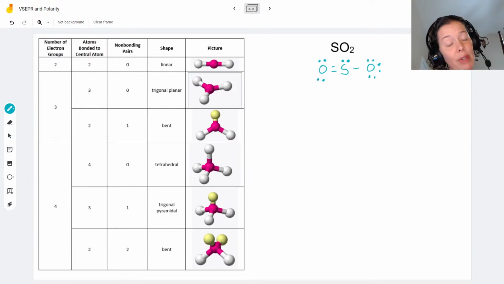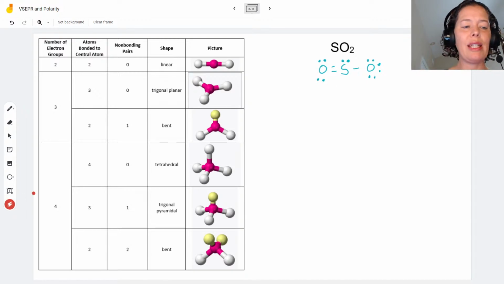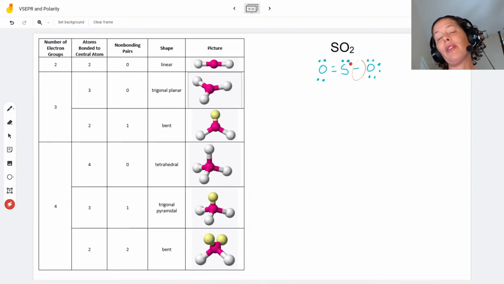Now, if you saw the live stream from last week, you'll know that this structure does have a resonance structure. In this case, I chose to put the double bond on the left and the single bond on the right, but those could be flip-flopped. However, in terms of predicting molecular geometry, it does not matter which resonance structure you use as long as you have a valid Lewis structure.